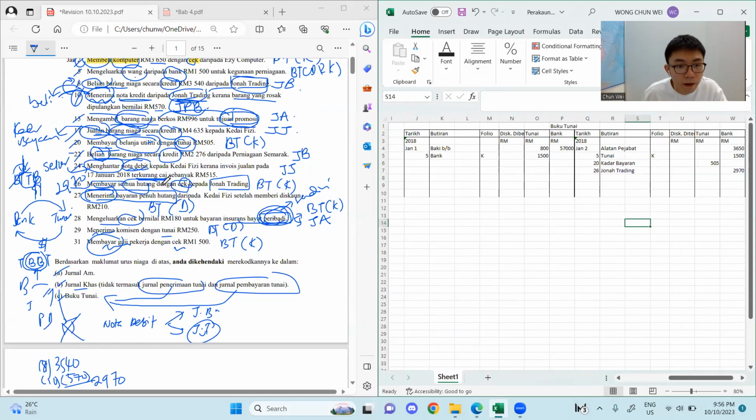Yeah. Semua hutang dengan check kepada Jonah Trading. So just write down. Okay. Then 27th, buku tunai debit side. Okay. On 27th.